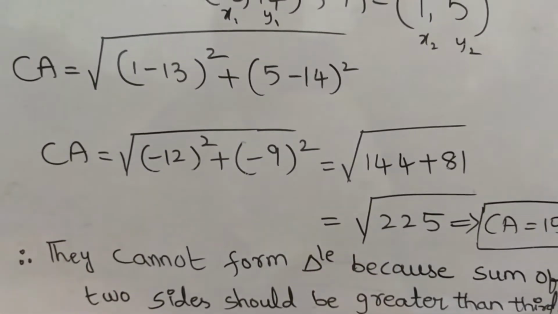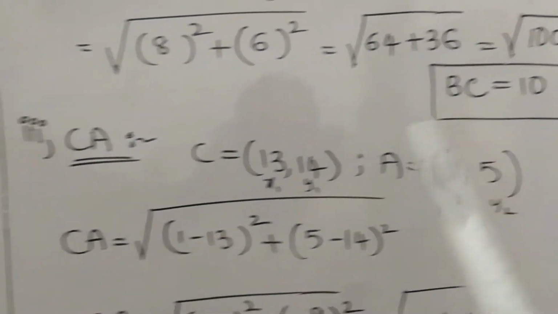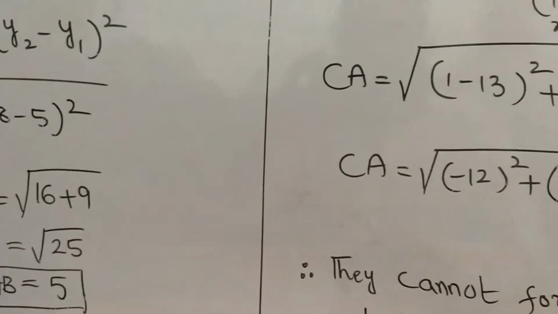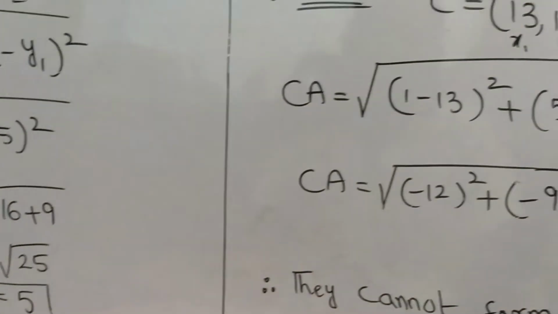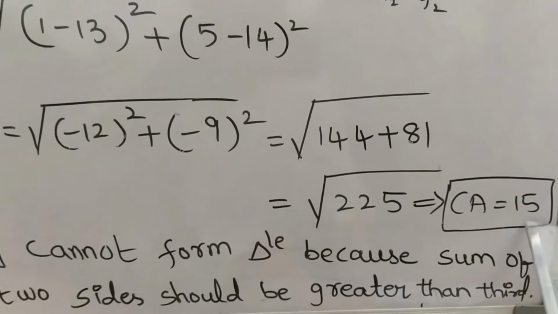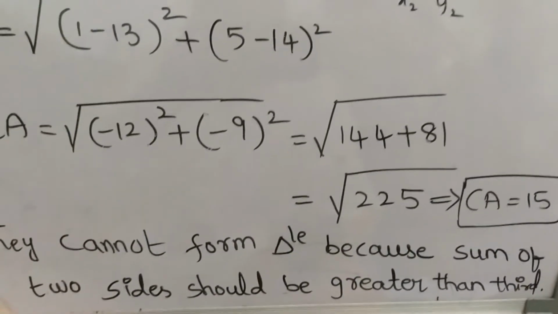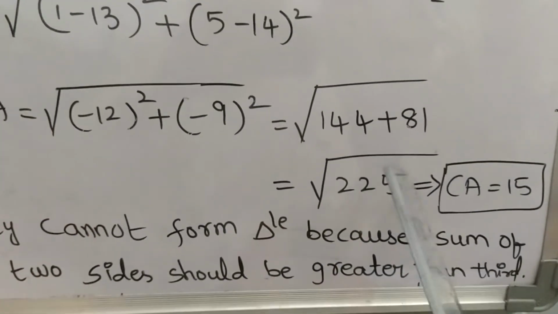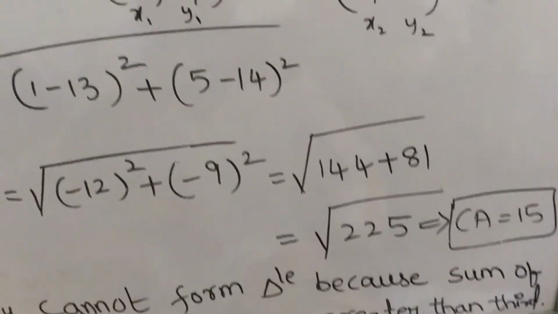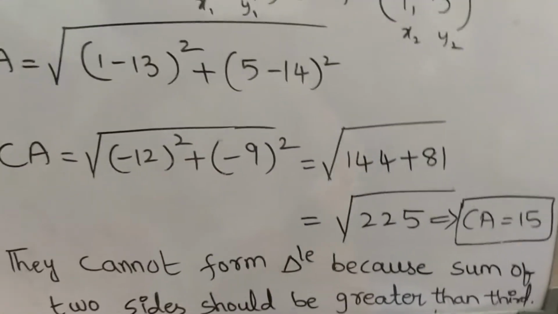Hence here we can observe that if we add the sum of the two sides, BC is 10 and AB is 5. If we add these two, then what do you get? 15. So it is equal to 15. The condition is that if we add two sides, then we should get a value greater than the third side. Nothing but if the sum of two sides is greater than the third side, then only a triangle is possible.